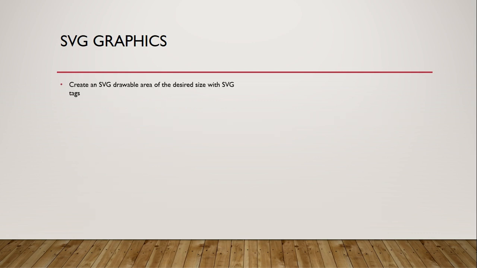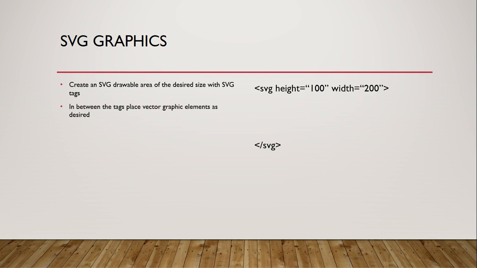Now, the first step in including SVG graphics in your web page is to create a drawable area of the desired size using SVG tags. The default units for height and width of the drawable area are pixels, but you can use other units as well, such as inches or percent. In this case, no units are specified, so it will create an SVG area of 100 pixels high and 200 pixels wide. And then in between the SVG tags, you can place vector graphic elements as desired.